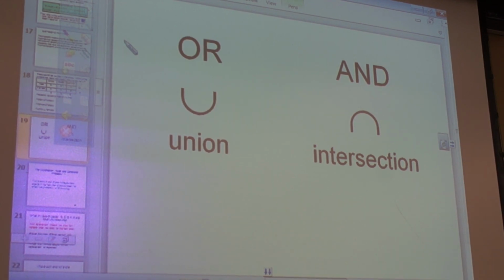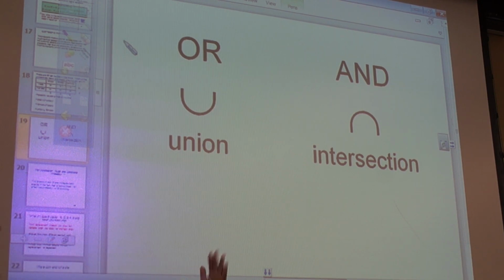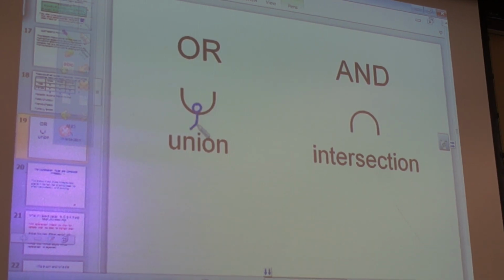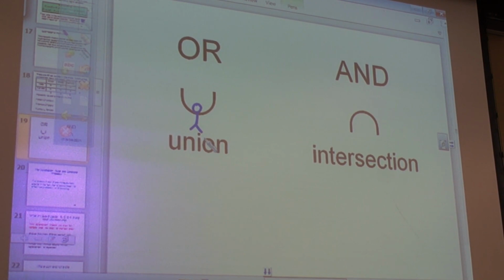Or is the union. This is the symbol, it's like a U. The union means it's everything, both groups. The way I remember the symbol is I think of a man standing there with his arms open saying, I take everybody. You're welcome, I take you all, all the groups. Everybody's included. So I just draw my little guy, and you can draw yours in here too. Just like that.